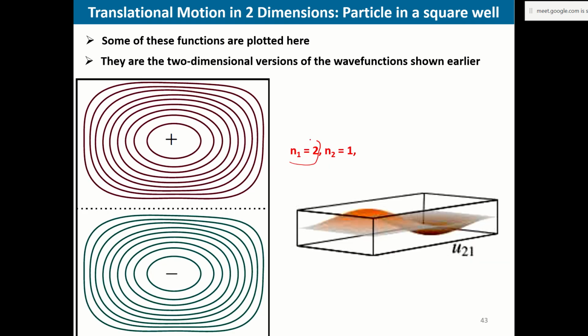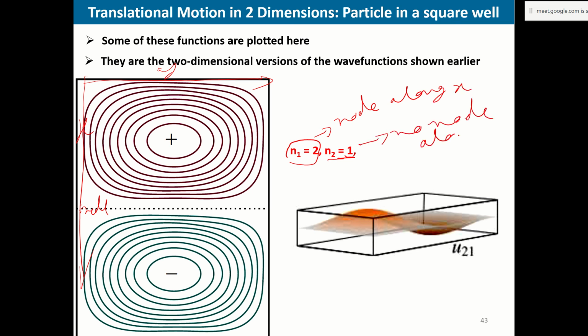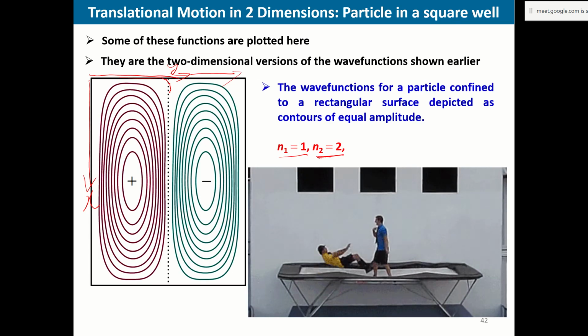And when n1 is equal to 2, along this direction, along x, we have a node appearing. Whereas when n2 is equal to 1, there is no node along y. So along x there is a node, along y no node. This is the care that we have to take. So here you saw a node along y.